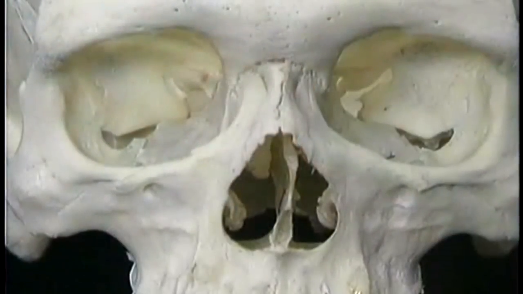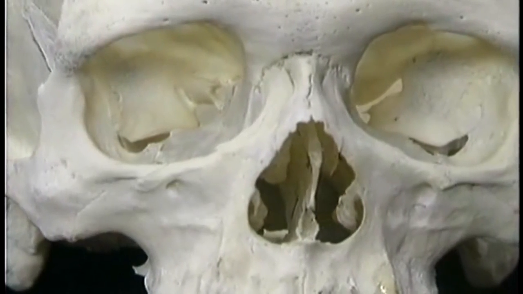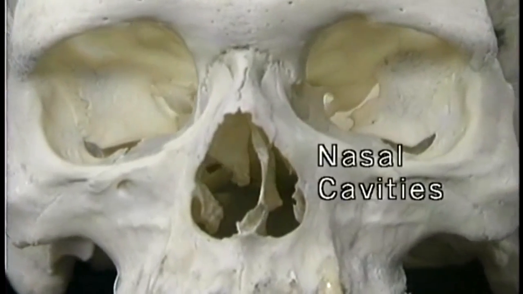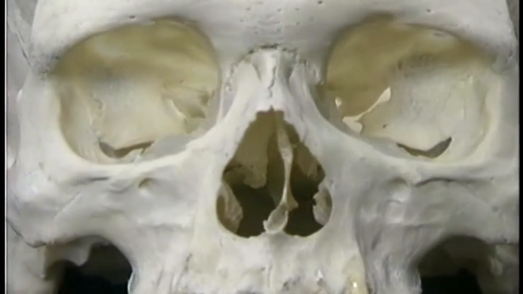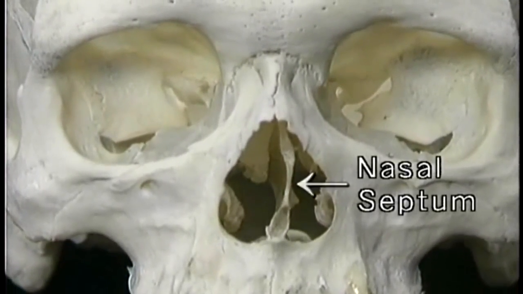In this section, we'll look at the upper part of the air passage. We'll look at the external nose, the nasal cavities, the paranasal sinuses, and the nasopharynx. We'll start by looking at the bony structures that surround these spaces. The bony opening for the nose is called the piriform aperture. Inside it, there are 2 nasal cavities, a right and a left, separated in the midline by the nasal septum.